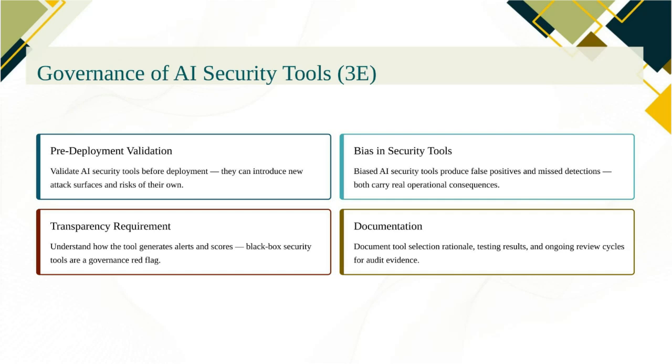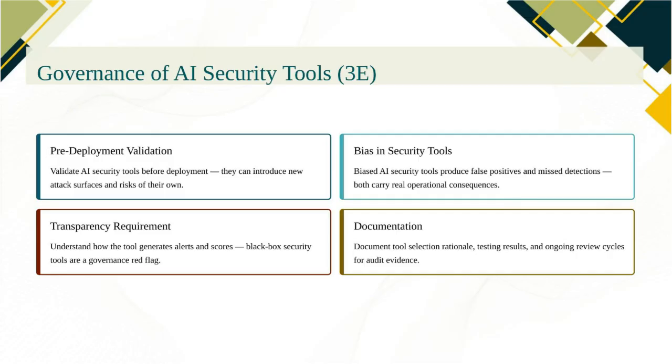Bias in security AI tools is a genuine problem. A biased anomaly detection model might generate false positives disproportionately for certain user groups, wasting investigation resources and creating fairness concerns. Transparency is required. You need to understand, at least at a high level, how the tool generates its scores and alerts. If you can't explain a security decision to a risk committee, you can't justify the control.